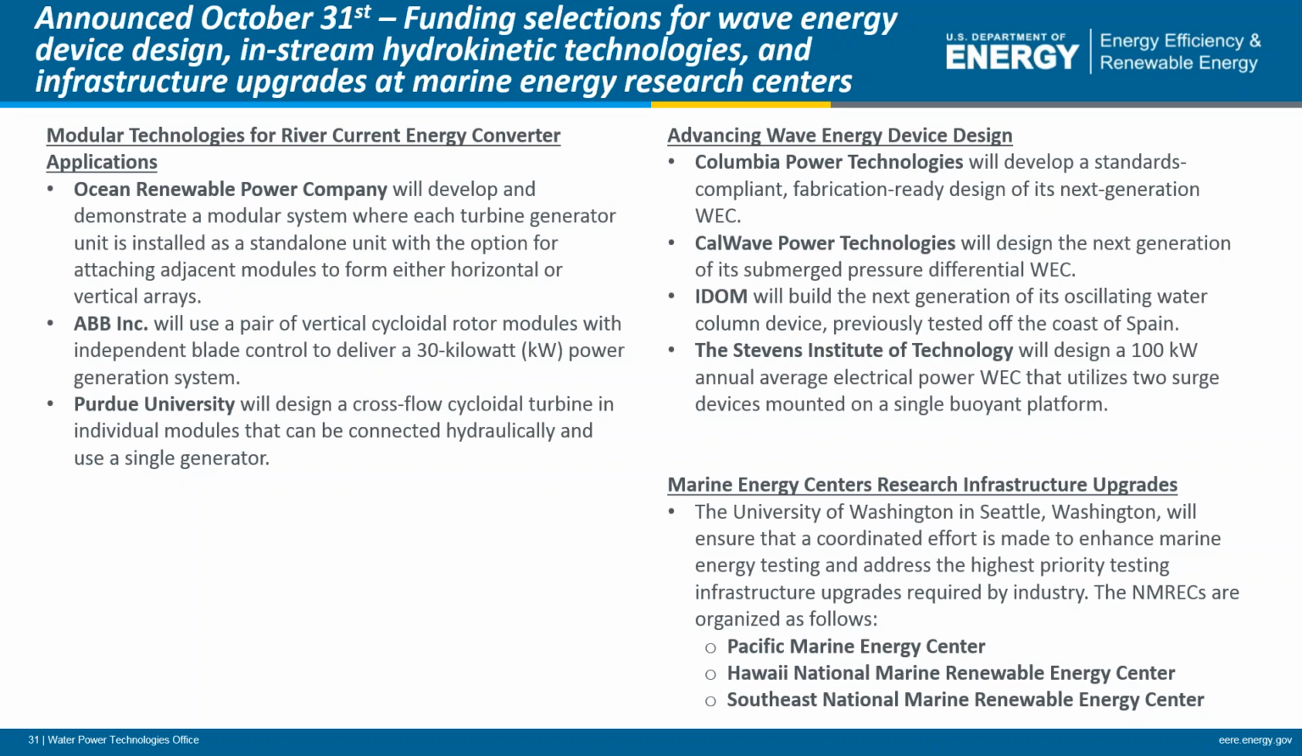The first topic was around modular technologies and river current applications. So this is meant to target low flow applications, around a half meter per second to 2 meters per second, and also meant to be modular systems, again with an eye towards installation, operation, and maintenance. There has to be some sort of novel or innovative idea that they're testing in the installation, operations, and maintenance area. So we did select 3 projects in this topic area: Ocean Renewable Power Company, ABB, and Purdue.